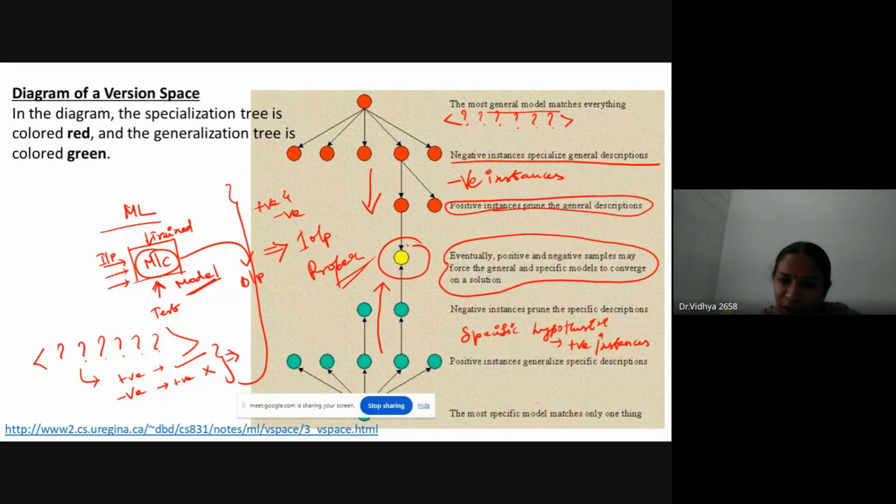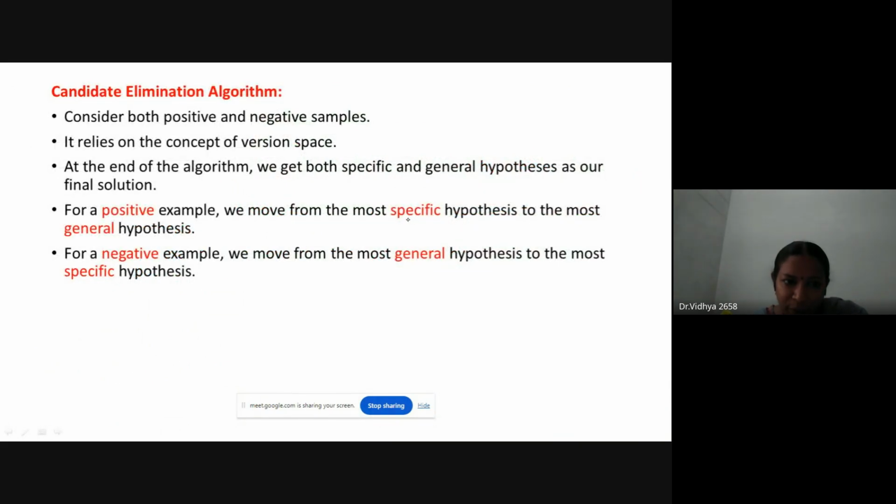So finally, it converges to one. Okay, so that is the diagram of the version space. In this diagram, the specialization tree is colored red and the generalization tree is colored green, and both converge together here, and the final version space is denoted in yellow. Okay, then the next one, the candidate elimination algorithm.